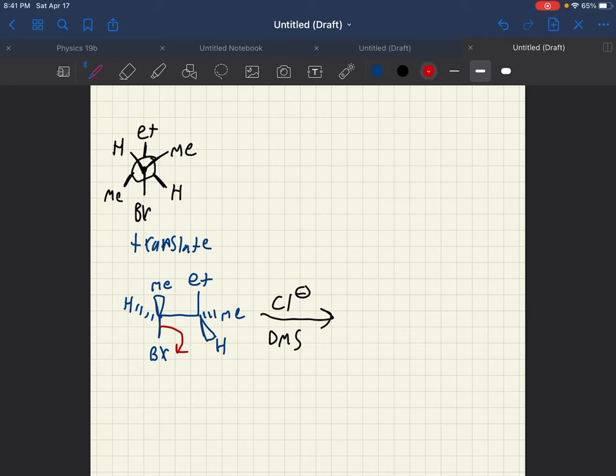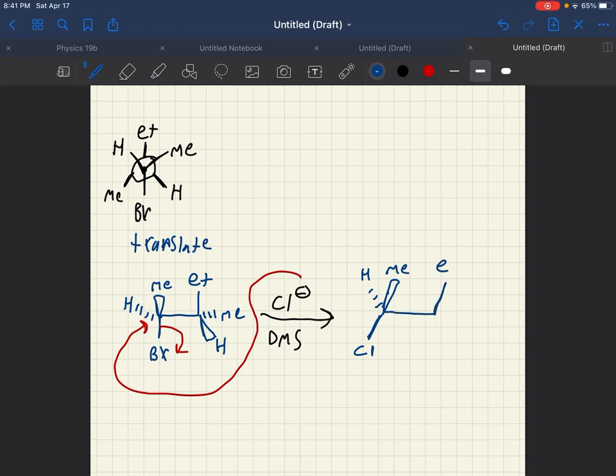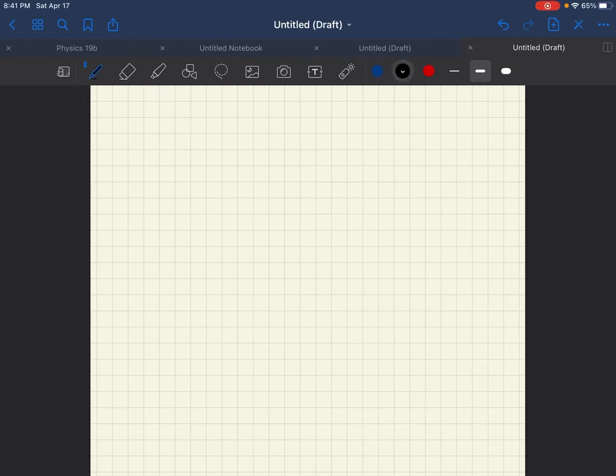So what's going to happen here is the bromine is going to leave, chlorine is going to attack at the same time. It's going to do a backside attack. When it does that backside attack, your final product is going to be something that looks like this. And that's your final product for this one. Let's take a look at another one. So our next practice problem we have is something that looks like this.